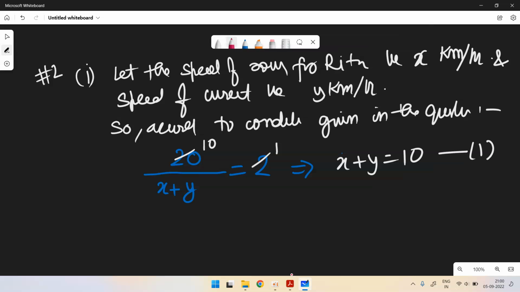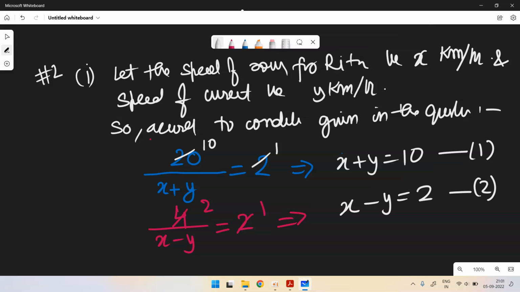Now what is the second equation? It says that she can go upstream 4 km in 2 hours. So upstream the speed will get subtracted: the speed of Ritu's rowing is x, and it gets subtracted by the current y. So total distance will be 4 kilometers and total speed will become x minus y, which she covers in 2 hours. So 2 times 2 is 4, which implies the final equation will become x minus y equal to 2. This is my second equation.